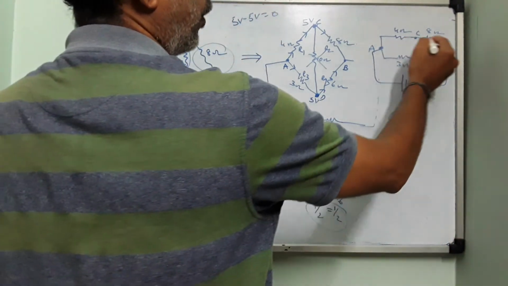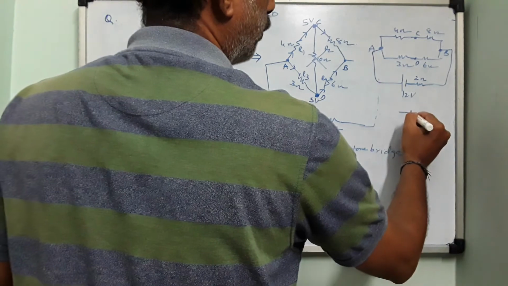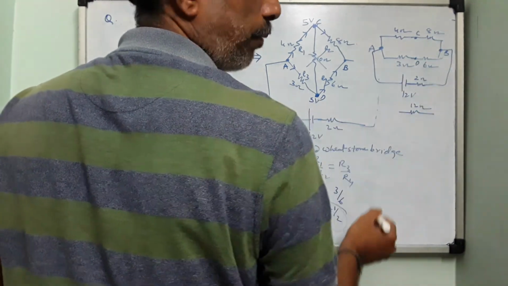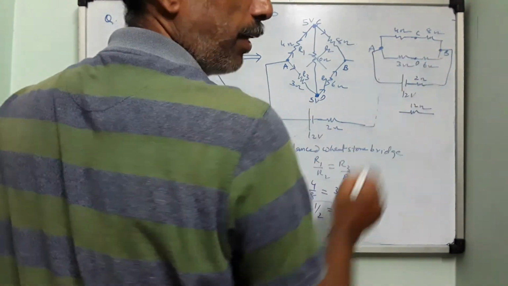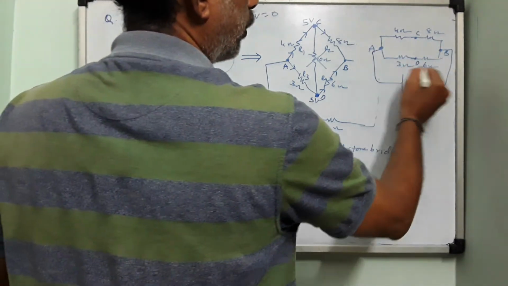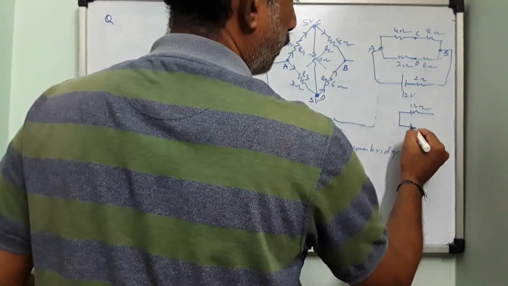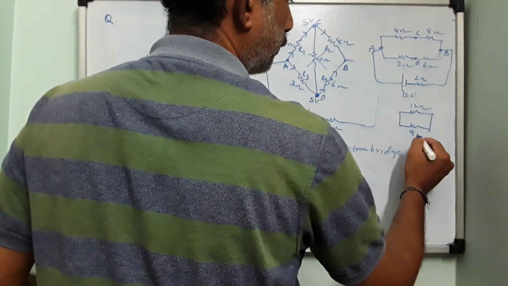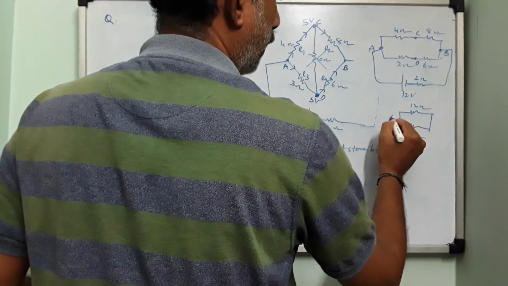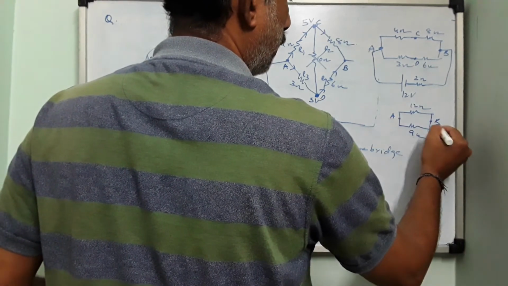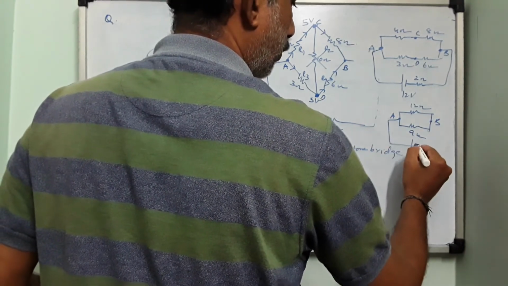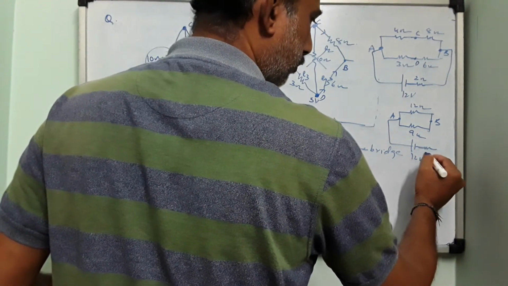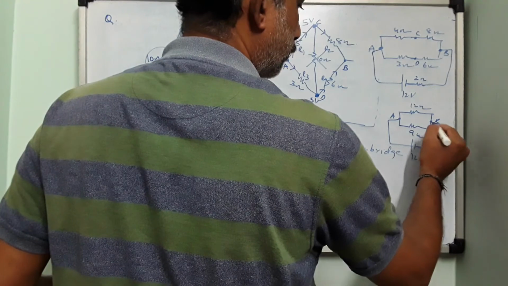Next step will be 4 and 8 are in series. So you will have 12 ohm in series. Now C will disappear because both of them are made as a single resistor. Now 3 plus 6 will become what? 9. This is 9 ohm. So this is your point A and this is your point B. Here is a battery of 12 volt, and internal resistance of 2 ohm.